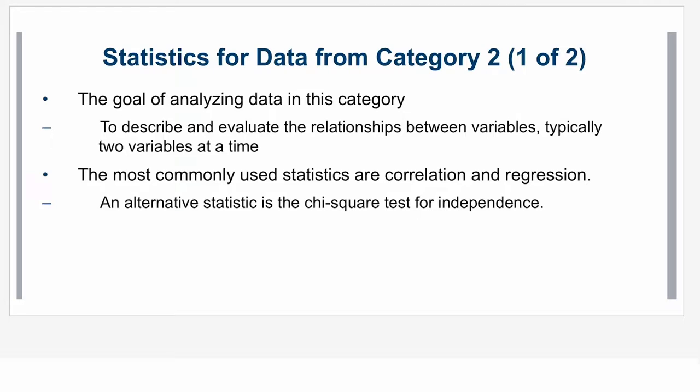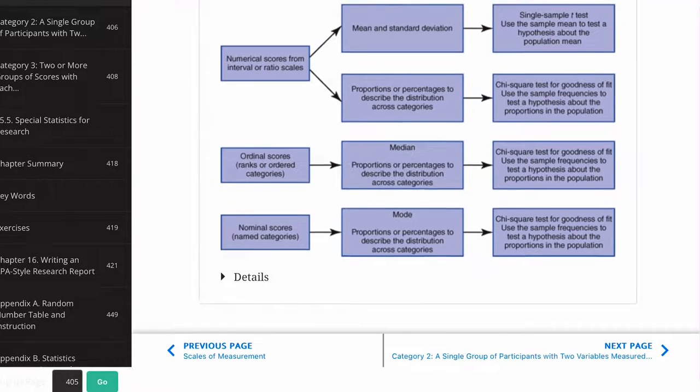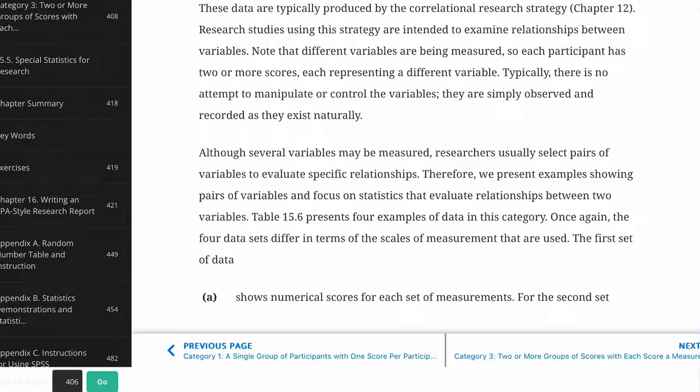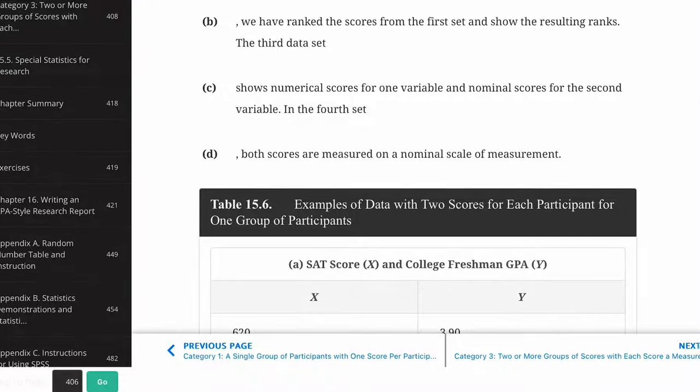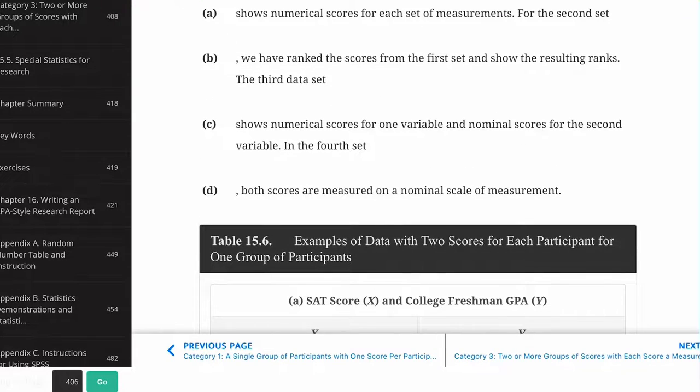And so remember, here is where we're just observing and recording data. There's not usually any kind of manipulation or control. It's usually just observing and measuring 2 variables. So there's 4 basic categories of data that you can get from category 2. In A, the numerical scores for each set, so both variables are numerical.